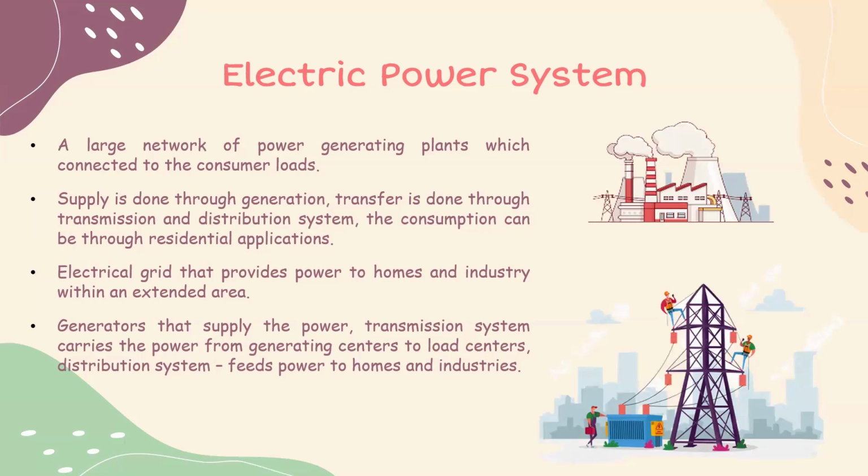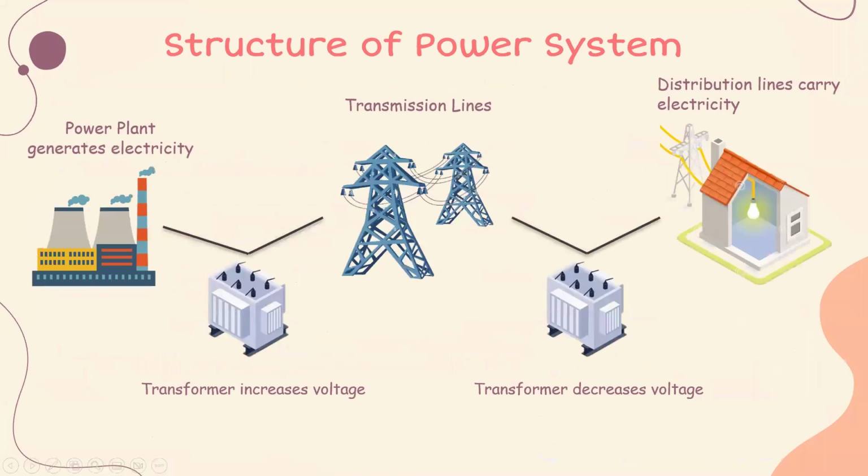An example of a power system is the electrical grid that provides power to homes and industry within an extended area. The electrical grid can be broadly divided into generators that supply the power, the transmission system that carries the power from generating centers to the load centers, and the distribution system that feeds the power to nearby homes and industries. This is the structure of power system.